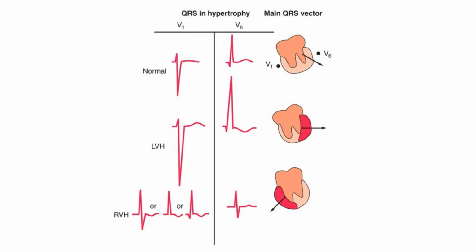Yes. I think that the commonest one, the Sokolow-Lyon, as you rightly said, is the voltage criteria, your S in V1, your R in V5, more than 35. So you also made a point that it lacks sensitivity.